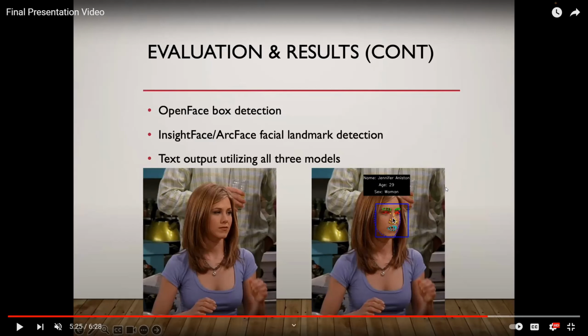As you can see here, the image on the left is what I inputted into it, and on the right, this is what was outputted. First, it recognized the blue square, which is OpenFace, which will recognize the basis of the face, and then it would use ArcFace or InsightFace for the facial features of it, like the eyes, nose, lips, chin, and then it would go through VGG face for the age and sex classification, and then the ArcFace would recognize the person itself as Jennifer Aniston.